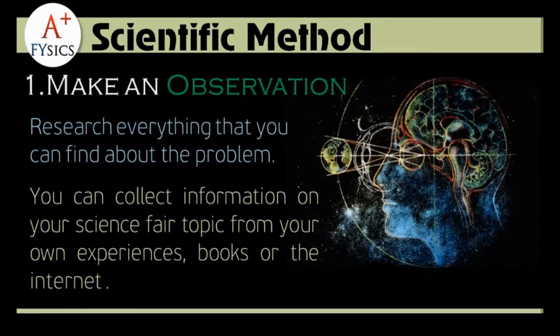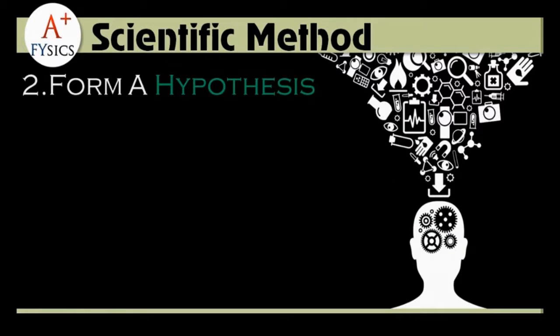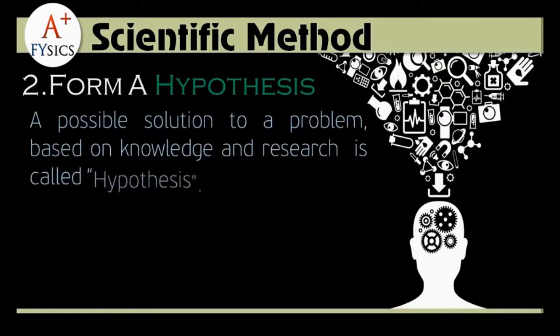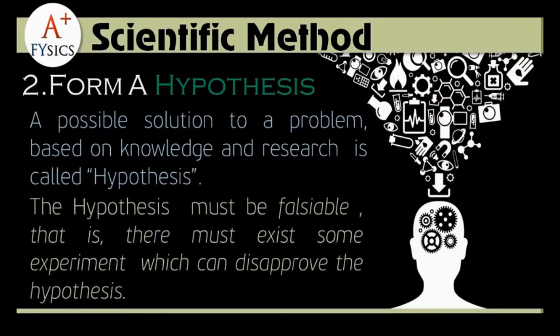Next step is to form a hypothesis. Your hypothesis should be a relation between two or more variables in the problem, meaning that you are assuming that whatever relation you formed is true all the time for the problem. Your hypothesis should be falsifiable, meaning that there exists an experiment that could disprove your hypothesis.